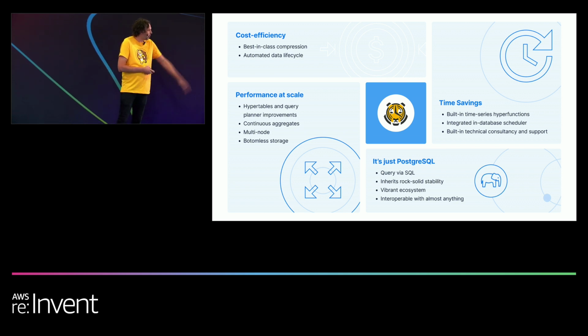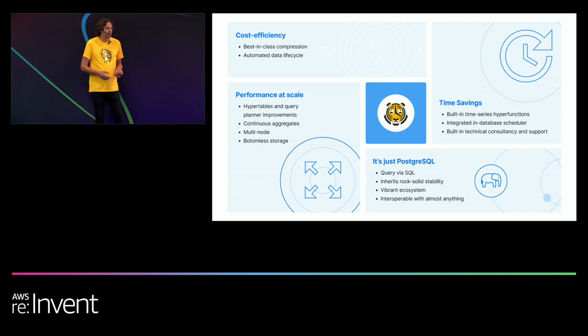And of course, down on the bottom right there, we've got the feature I was talking about before. It's just Postgres. So Timescale builds on Postgres. We've got an open source extension, TimescaleDB, which powers our whole ecosystem. It's just an extension for Postgres. So you get to be able to query via SQL. You get rock solid stability, vibrant ecosystem, and you can interoperate with almost anything.